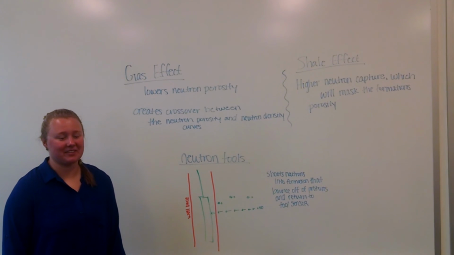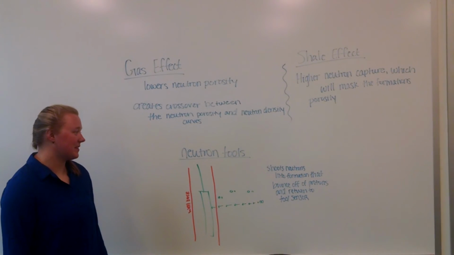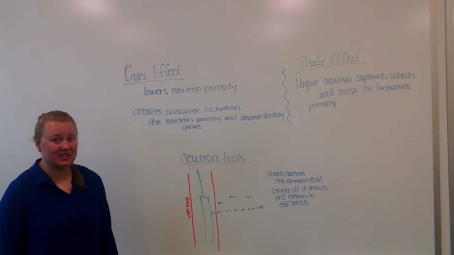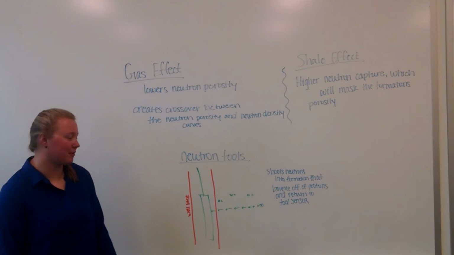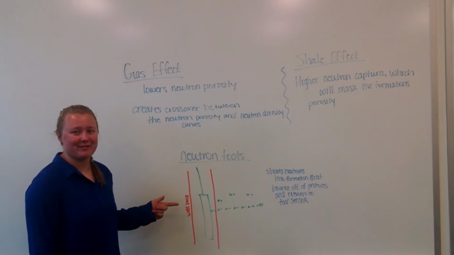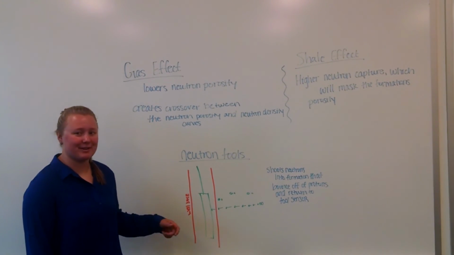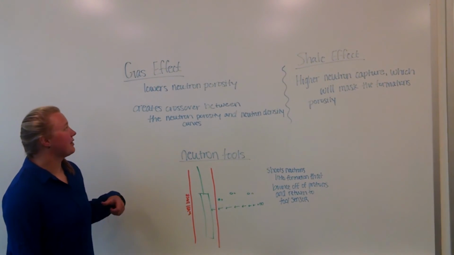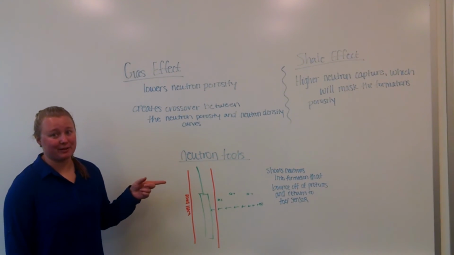Hi, my name is Sarah. This is question 1I. It has to do with neutron tools used for density and porosity readings in the wellbore. So neutron tools shoot neutrons into the formation which collide with protons and return to the tool. So you can either have a gas effect or a shale effect with these tools.